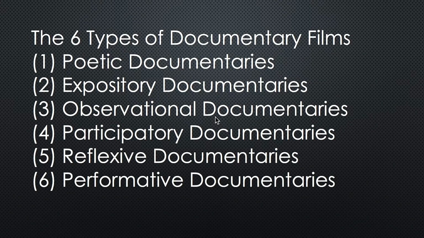Here are the 6 types of documentary films: the poetic, the expository, the observational, the participatory, the reflexive, and performative documentaries. Next, I will explain to you one by one what exactly each type of documentary film is about, and what the style or characteristics of their narratives are.